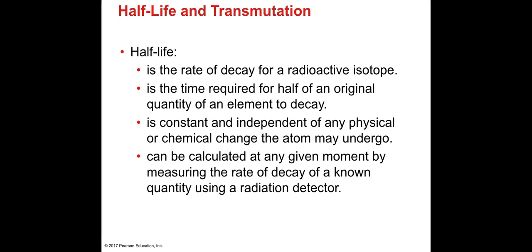So what we call the half-life is the rate of decay. Decay is the same as breakdown, is the same as radioactivity, okay? So half-life is a rate of decay for a radioactive isotope. We've talked about isotopes in a previous unit. We said isotopes are atoms that have different numbers of neutrons. The atoms of the same element having different numbers of neutrons or different mass numbers.